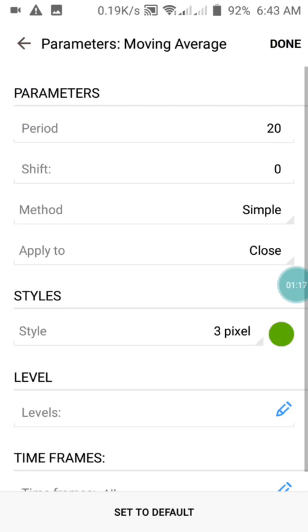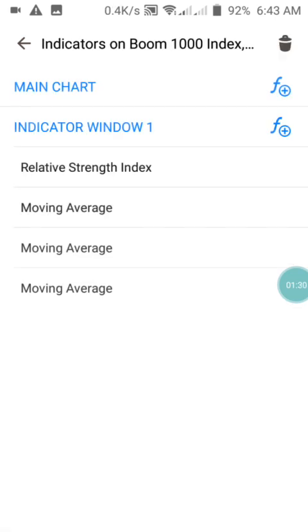Now let's move to the first moving average. We have the period of 20, we have the shift of 0, we have the method to be simple, we have apply to close, and we have our style to be in this color. So you can choose any color of your choice. Then you press on done.